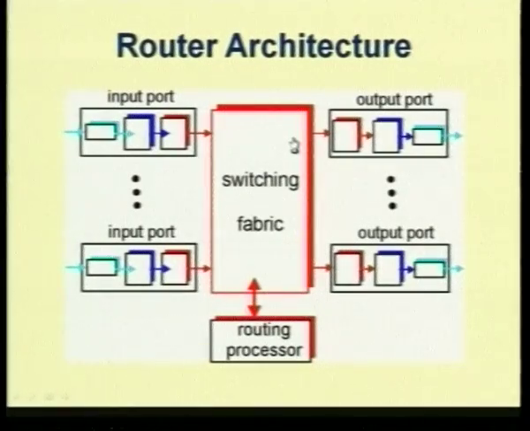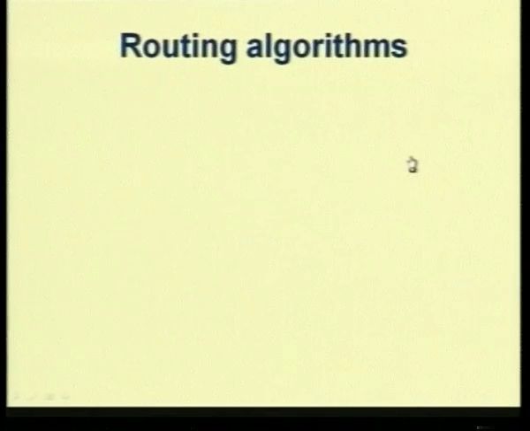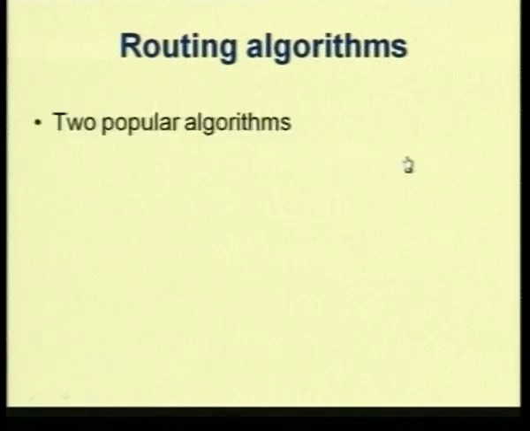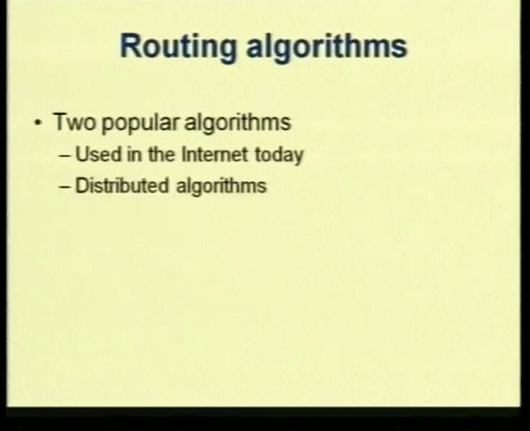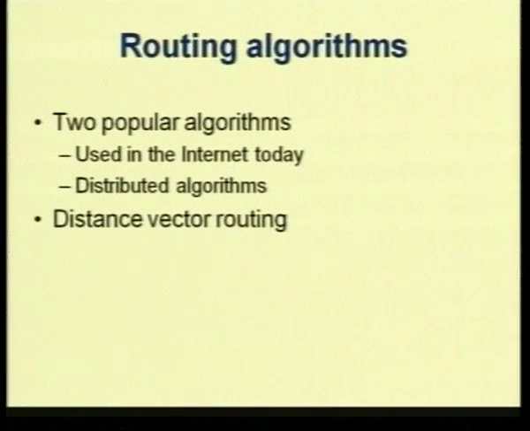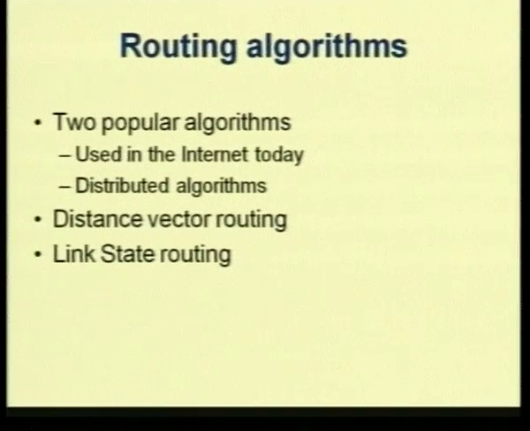So forwarding essentially in this scenario is taking it from one input port and putting it on the correct output port. Now coming to the routing algorithms, there are two popular algorithms which are in use today. Both are distributed algorithms. One is called the distance vector routing algorithm and the other is called the link state routing algorithm. Two protocols which are currently used in the internet network today are basically based on these two routing algorithms.